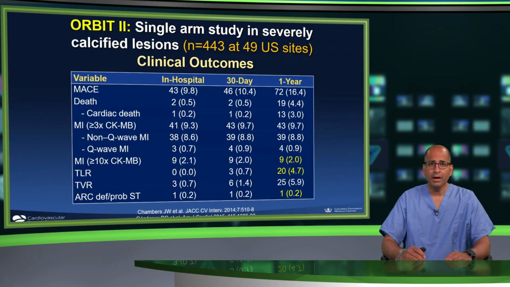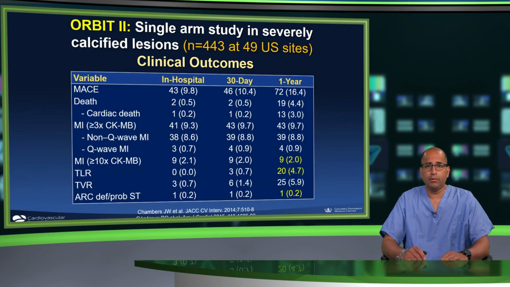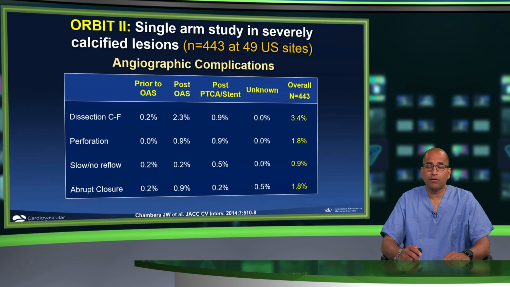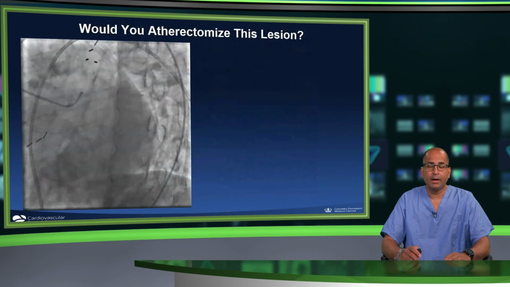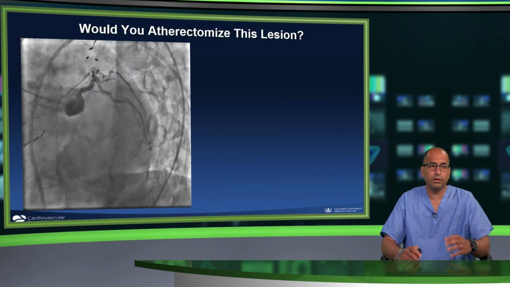Now, in terms of the outcomes, this was the Orbit 2 trial, which was done almost a decade ago, and basically showed that the rate of adverse events with this device in that single-arm study was quite low as a whole. The angiographic complication rate was also low, but if one looks at the perforation rate of 1.8%, this might give people pause. Now, remember, this was when we had only the original wire, not the floppier wire, and I do think that there was some learning that needed to take place from even that experience to what we do now.